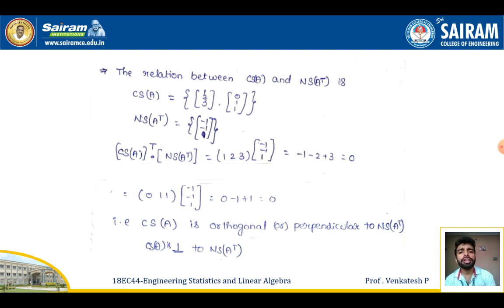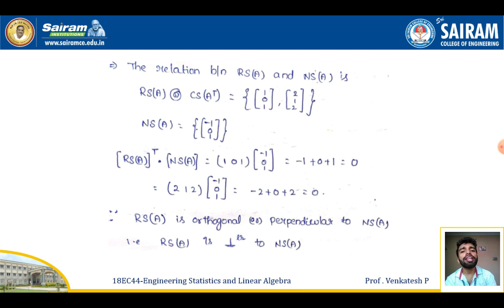So now to find the relationship between the column space of the matrix A and the null space of the matrix A transpose. The column space of A is given by 1, 2, 3 and 0, 1, 1. Null space of A transpose is minus 1, minus 1, 1. If I find the inner product of the column space of A with the null space of A transpose, I'll be getting 1, 2, 3 times minus 1, minus 1, 1, which gives the value 0. Similarly, multiplying 0, 1, 1 with minus 1, minus 1, 1, I'll be getting 0. So what I can conclude here is the column space of A will be orthogonal to the null space of the A transpose matrix.